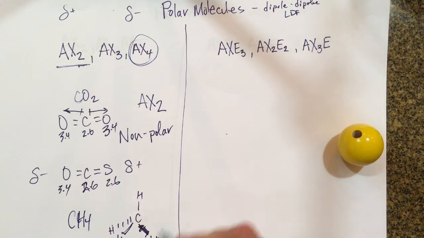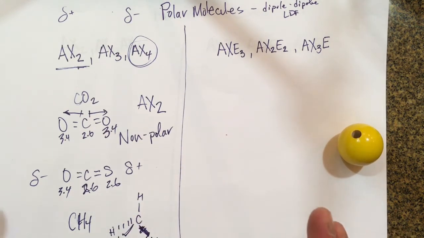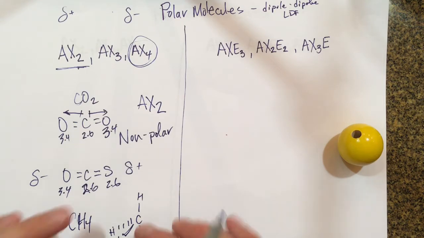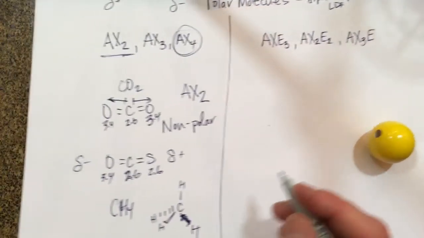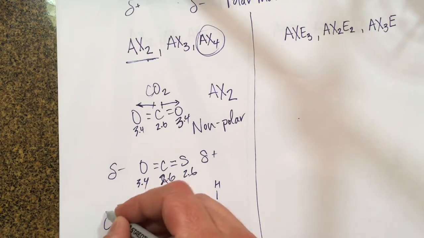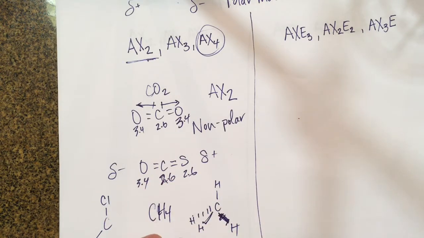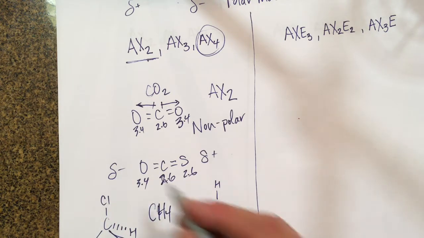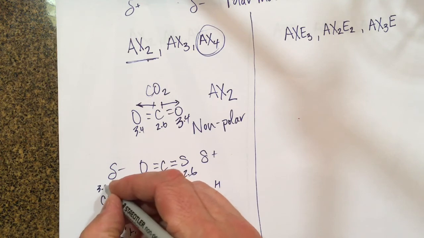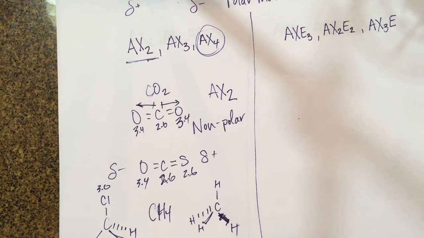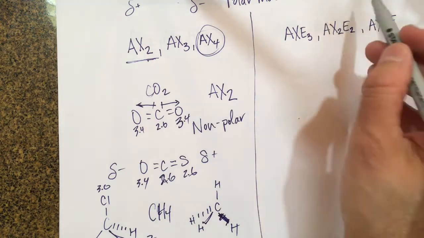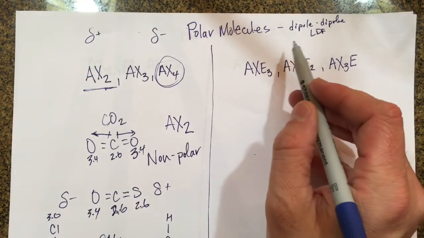Since all of these hydrogens are the same and the electrons are being pulled in equal and opposite directions, this would be nonpolar. But if I had my carbon bonded to a chlorine, bonded to a hydrogen, bonded to a hydrogen, and bonded to a hydrogen, the chlorine is pulling with more force. It's 3.0 compared to hydrogen's 2.2. So this would be a polar molecule, and it would have dipole-dipole force.